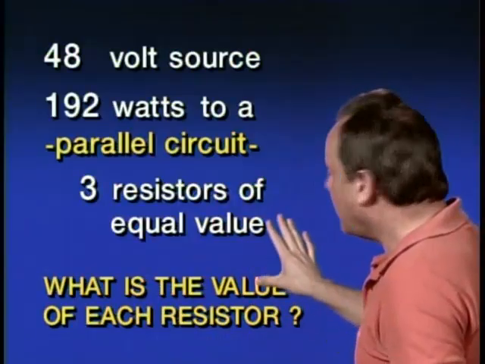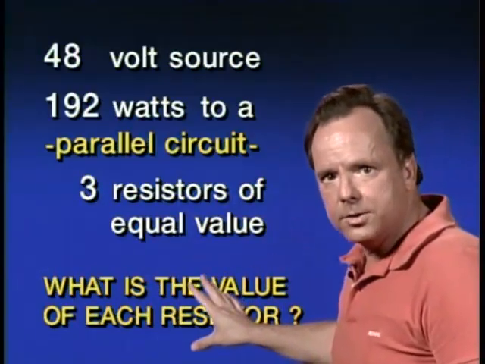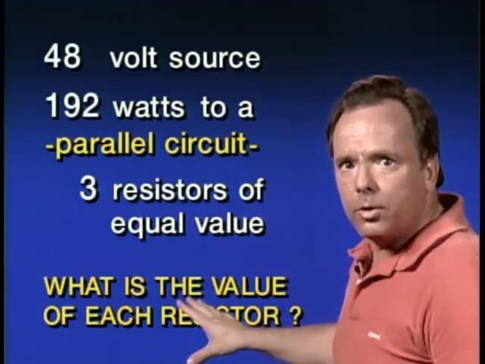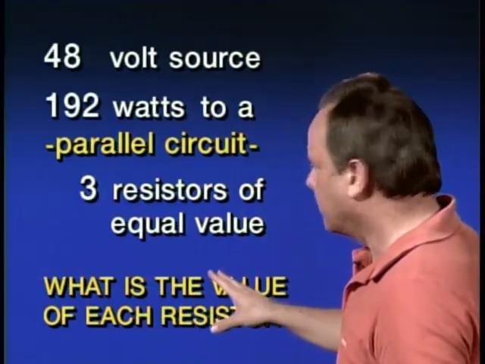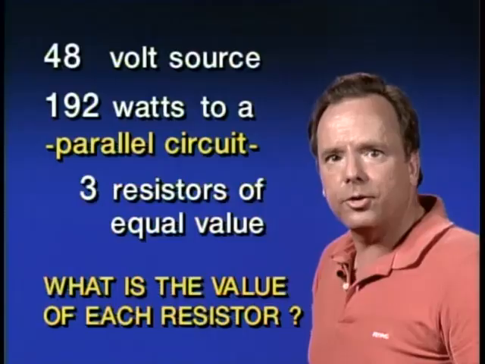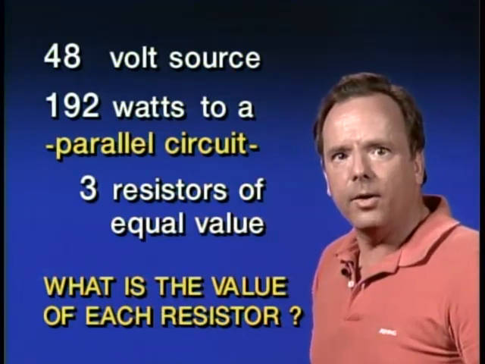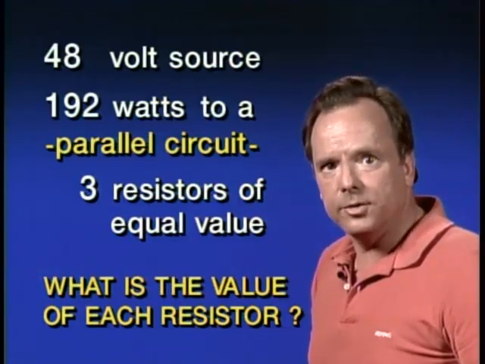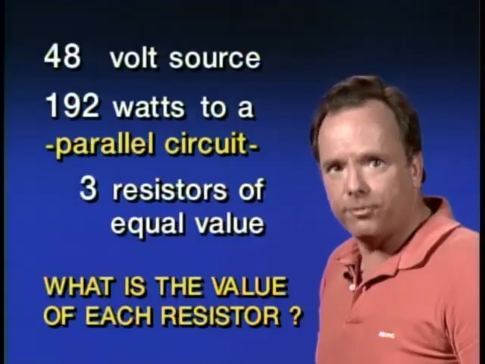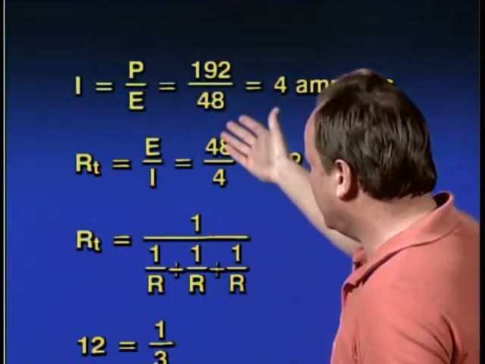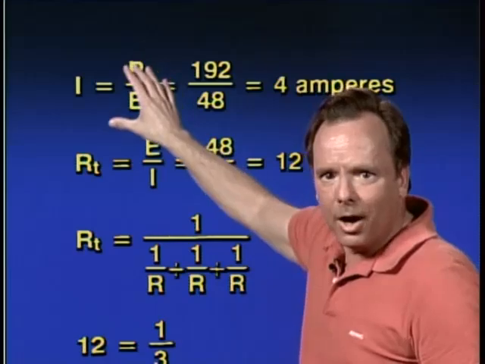Now let's stop right here and take a look at this and see how we're going to figure this out. First of all, we need to know the total current through the circuit. Then after we've figured out the total current through the circuit, we're going to figure out what the resistance is for the entire group. So let's figure out, first of all, the total current through the circuit. To do that, we'll use this law right here. You've seen that before. It's the power law.